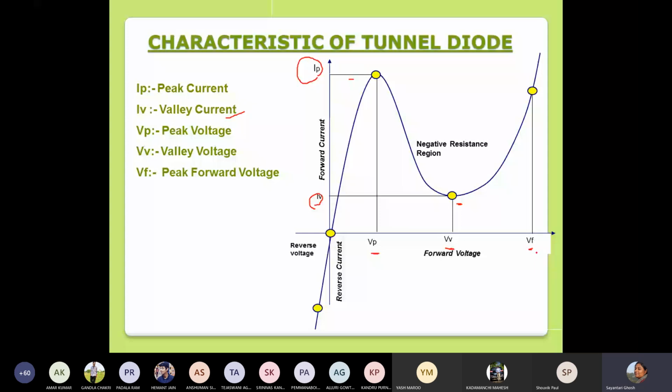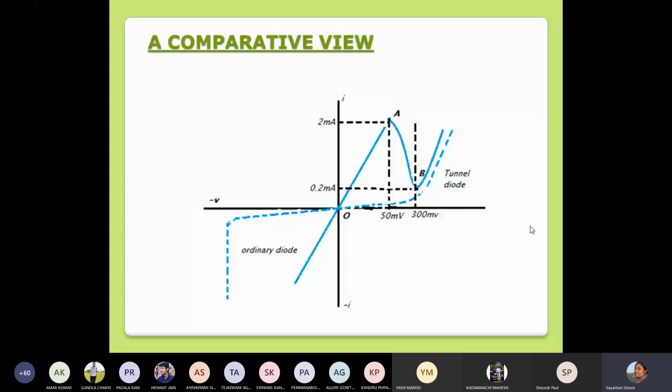Okay, so on a comparative view, if we try to understand in terms of numbers, then immediately after you start increasing the forward bias, the current goes up to a value of almost 2 milliamperes. This is the peak value, IP, that we are talking about. It occurs at quite a low voltage, around 50 millivolts. Then it starts reducing and comes down to almost 0.2 milliamps at 300 millivolts, which means 0.3 volts, which is basically the cut-in voltage for germanium.